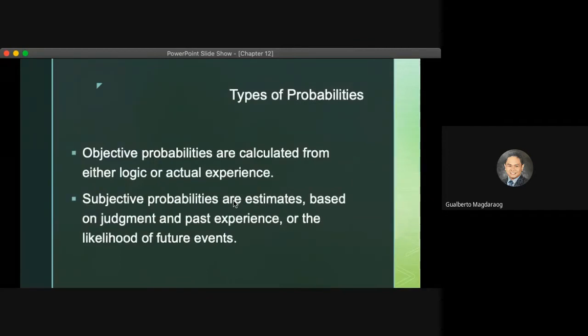Okay, we have here types of probabilities. Objective probabilities are calculated from either logic or actual experience. So for example, if you have a coin, based on its physical appearance, it is impossible to have both sides at the same time. So therefore, there are only two sides of the coin. There is a 50% chance of getting a head and 50% chance of getting a tail.